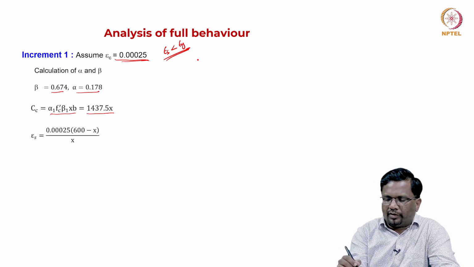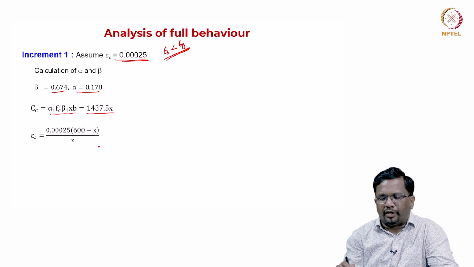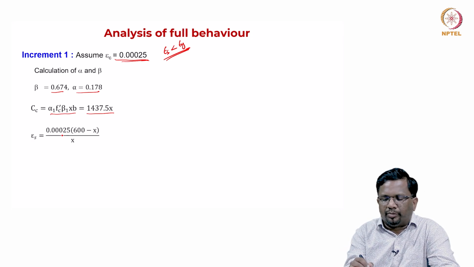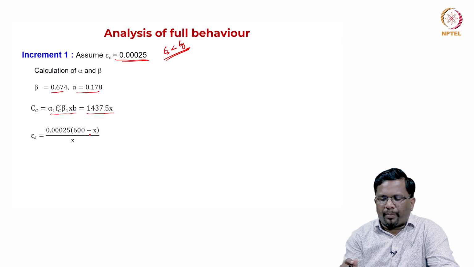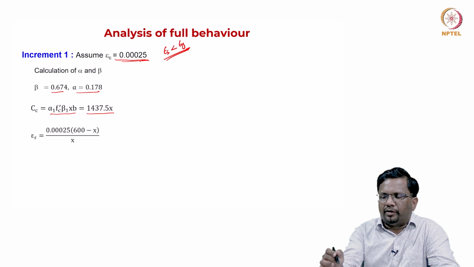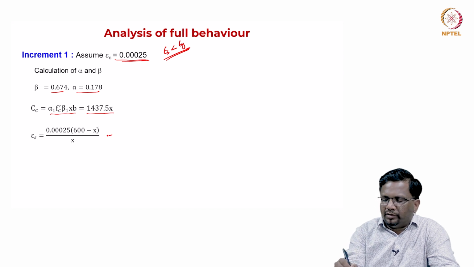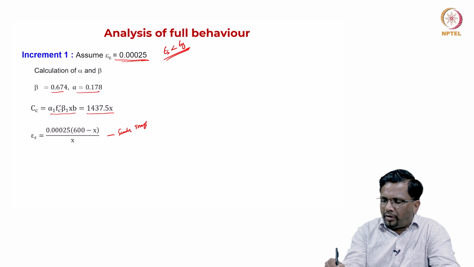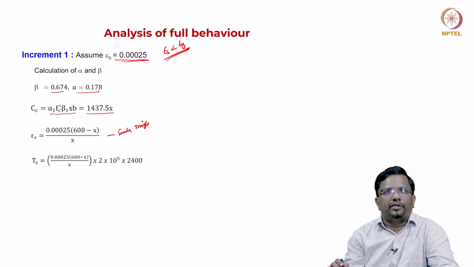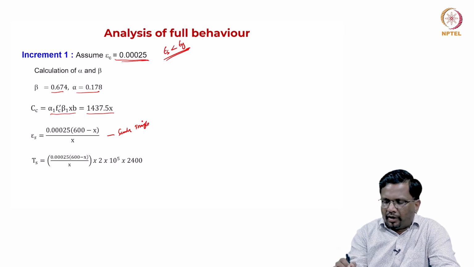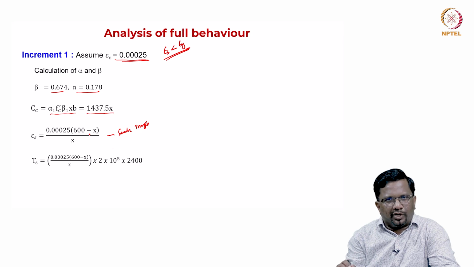So, from strain compatibility, again epsilon s is 0.00025 divided by 600 minus so on. So, I am taking epsilon c, and using similar triangles, you get this epsilon s, and this can again be expressed in terms of neutral axis depth.